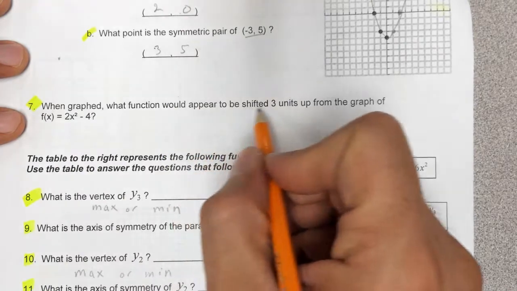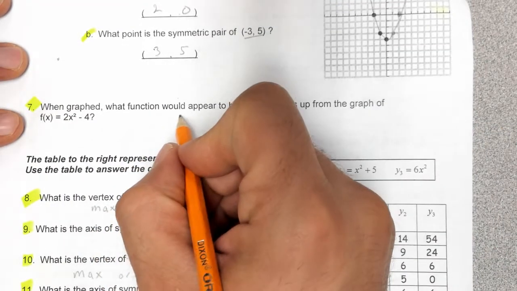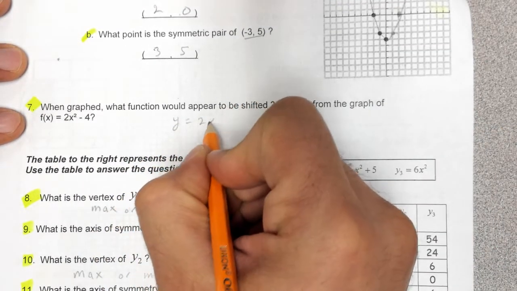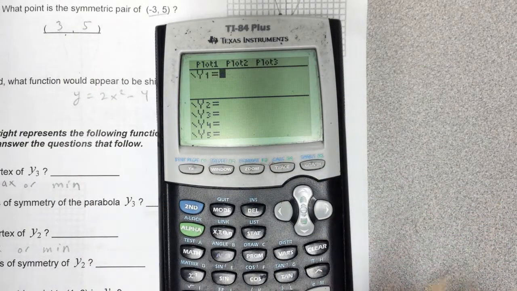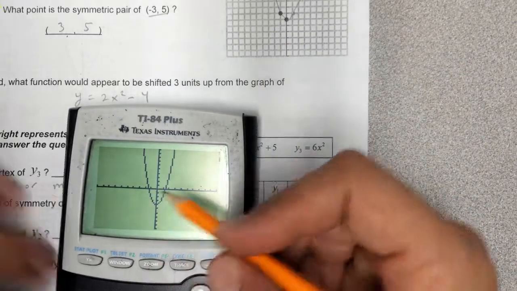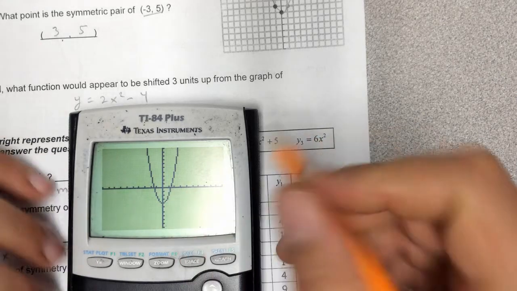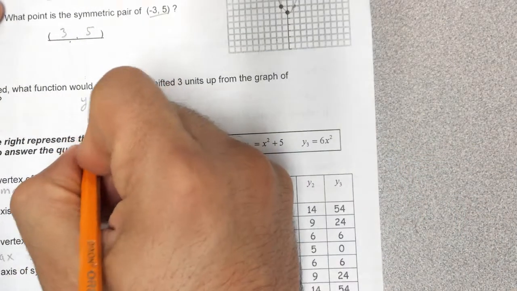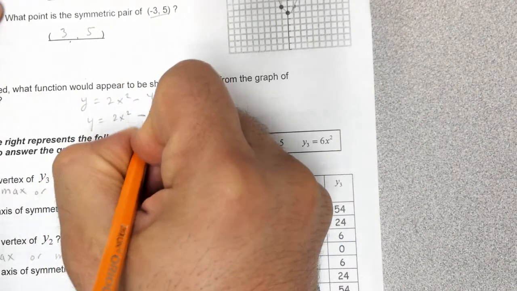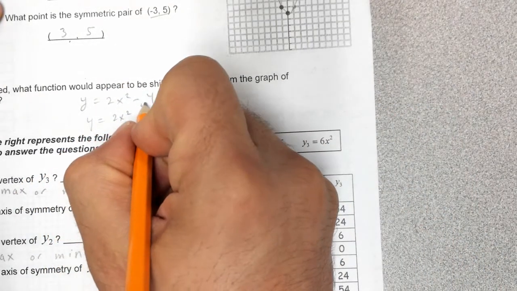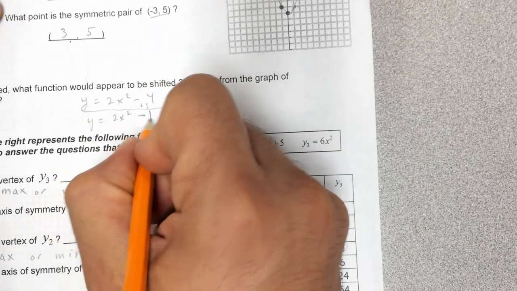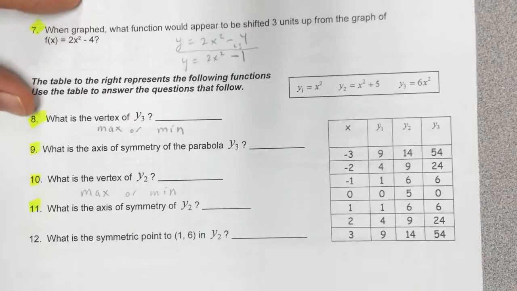When graphed, what function would appear to be shifted 3 units up from this graph? So if I have y equals 2x squared minus 4, again, if it's a y equal to, I could just graph it, 2x squared minus 4. And they say, what would happen if it goes up 3 units up from here? So 1, 2, 3, we'll get negative 1. Y equals 2x squared minus 1. If you wanted to, you could just put plus 3 right there. End up with negative 1. But I like the picture better.